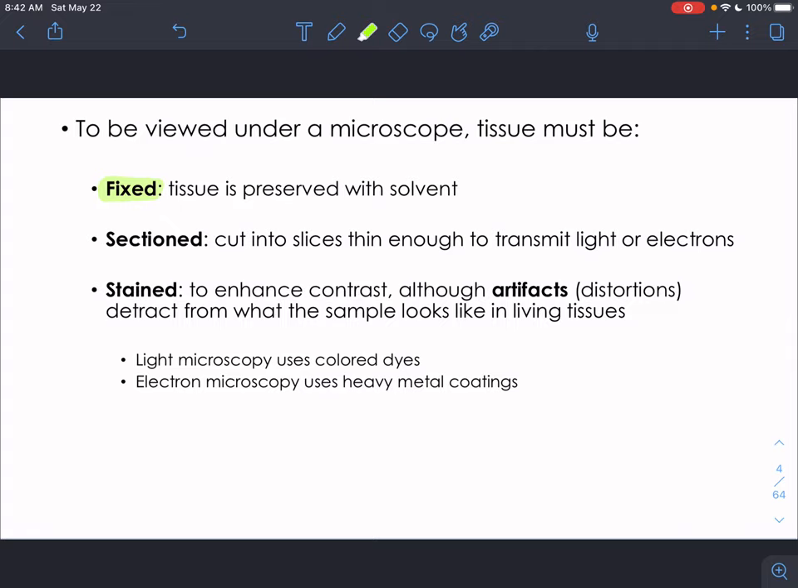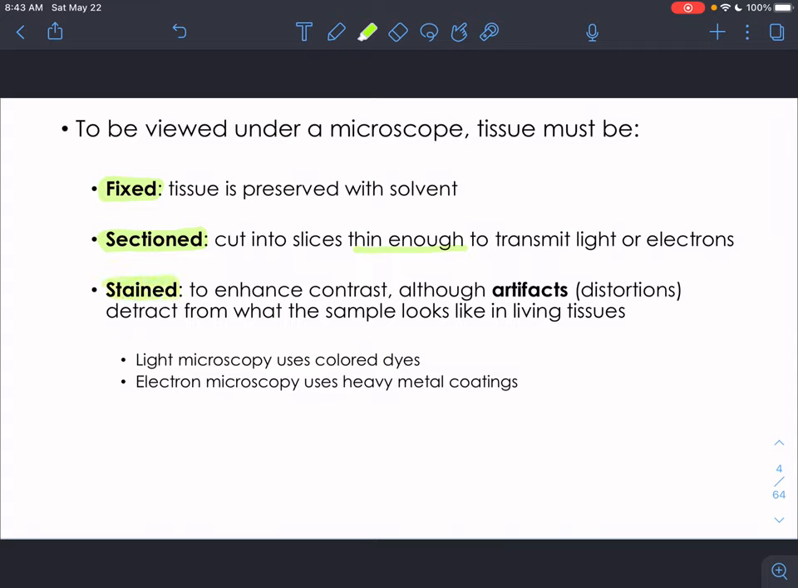Okay, in order for that tissue to be on the slide and not, you know, fall apart, it needs to be fixed and preserved with solvent. The skin slide in this example is sectioned, meaning it's cut into small slices that are thin enough to transmit light or electrons. Okay, so when you're looking at a slide of the skin, we'll see it a little bit later, you need to cut that skin thin enough that light can shine through and you can actually see the individual cells. Okay, and there are specialized ways that you section tissue.